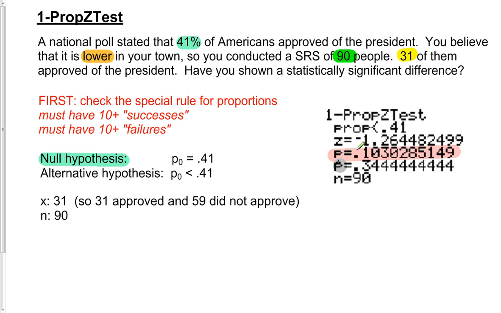So at 0.1, have you shown a statistically significant difference? Even at a 0.10 alpha level, we would have just barely missed it, and at 0.05, we missed it by quite a bit. So no, we fail to reject. We do not reject the null hypothesis. We do not have statistically significant data in this example. So fail to reject using our proportion test.